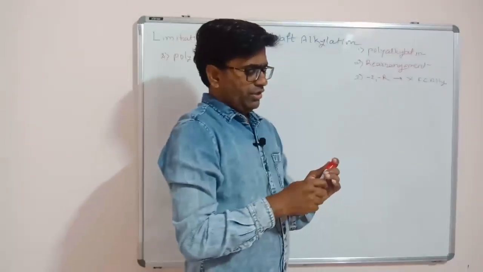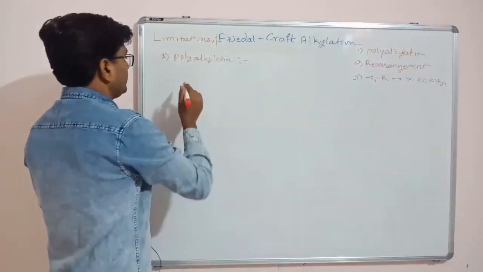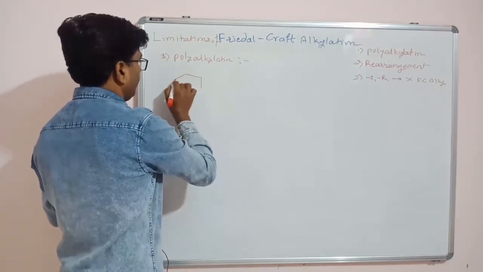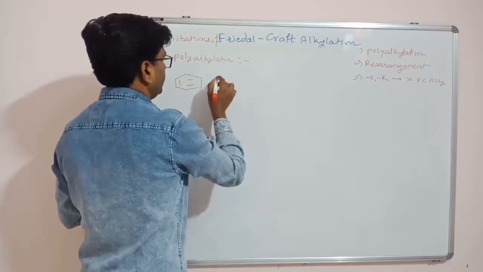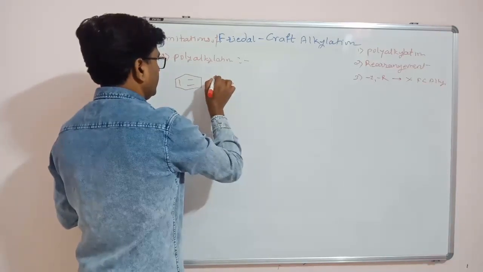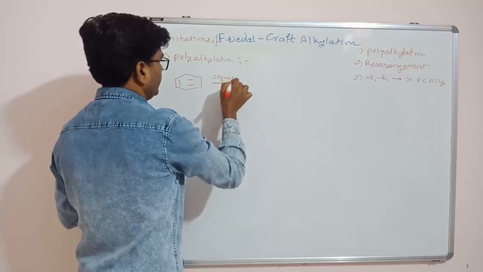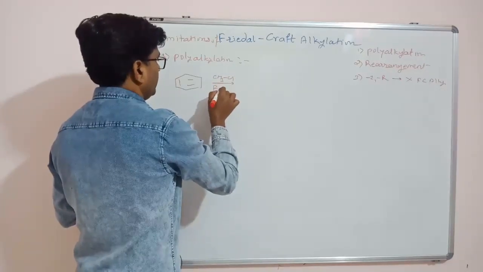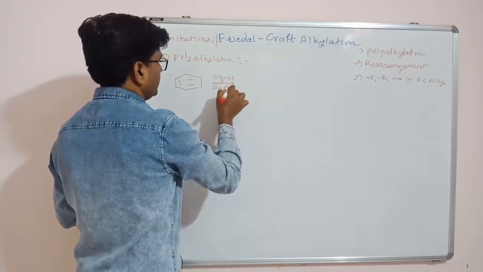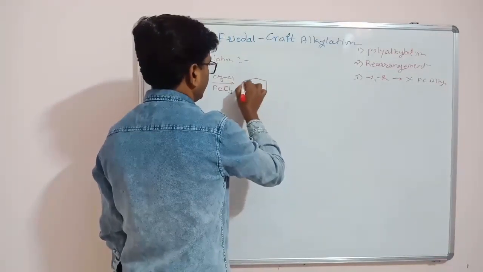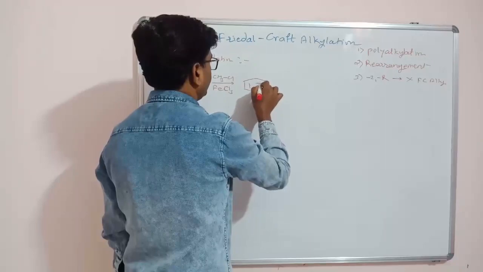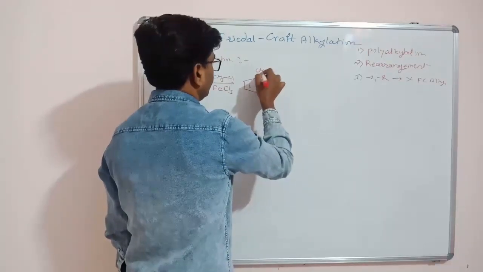Polyalkylation. So if we have a benzene ring and we are trying alkylation by using CH3Cl with FeCl3 as a catalyst, what will happen? We will get toluene as a product. So one of the hydrogens is replaced by this methyl group.